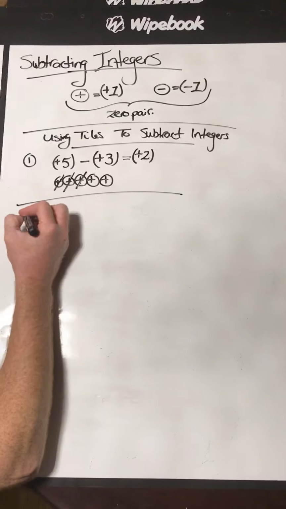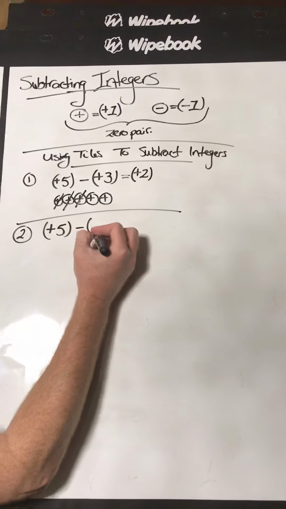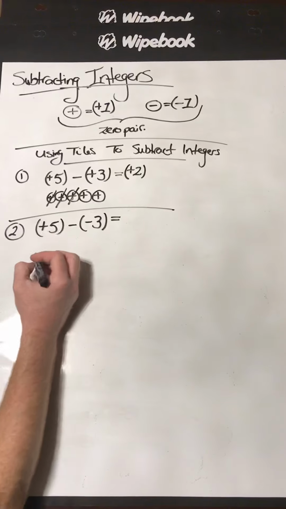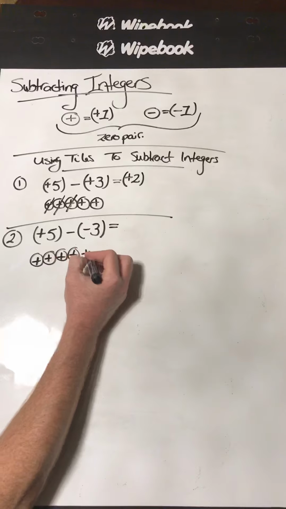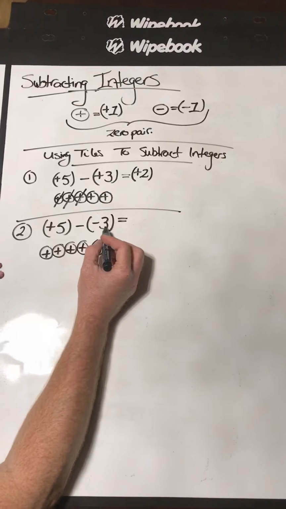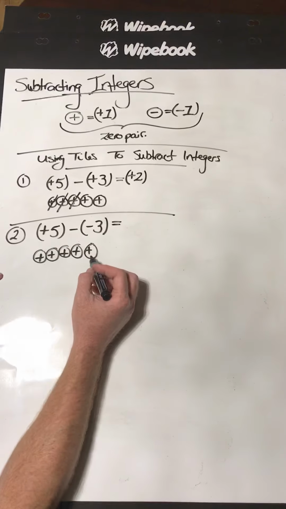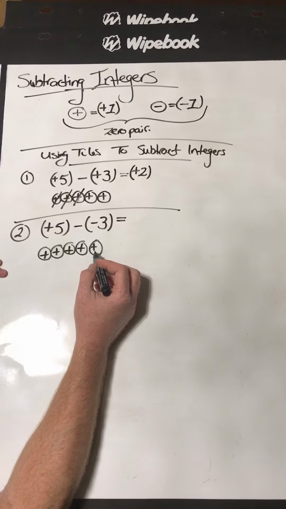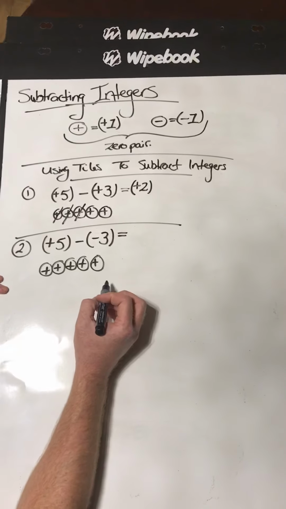The next question is positive 5 subtract negative 3. And again, I start with my 5 positive tiles. 1, 2, 3, 4, 5. And I want to subtract 3 negative tiles. And I look and I say, oh, I don't have any negative tiles to subtract. Where can I get some negative tiles to subtract? Well, that's where we go back to our zero pair and we can add some zero pairs.